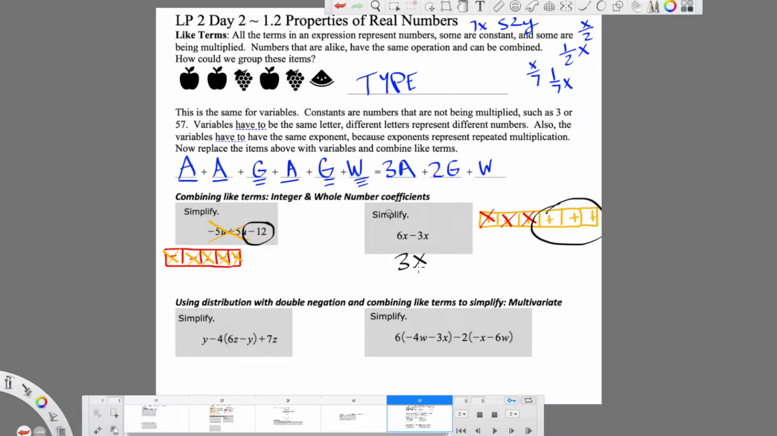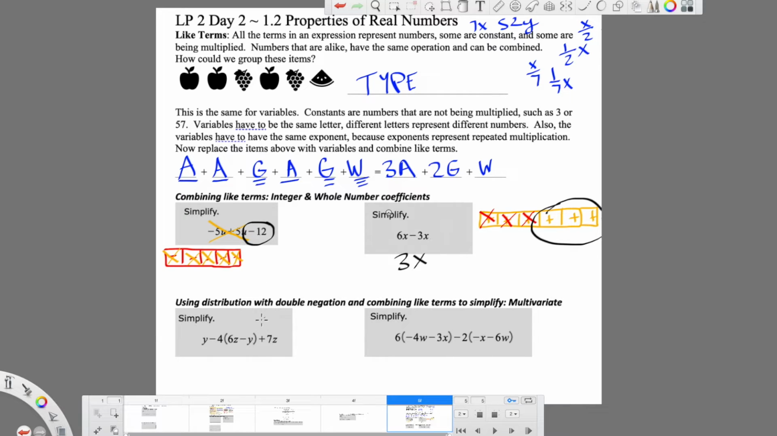So I have 3x. This is the same idea. It's just saying 6 minus 3 is 3, and then I keep the x with it. They're both being multiplied by x, so I bring the x with these numbers. The 6 and the 3 are just the coefficients. How many of that number do I have? I have 6 of x. I have 3 of x. I'm multiplying it by those numbers.